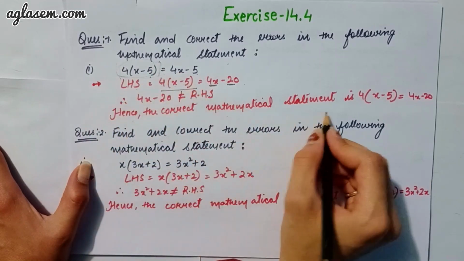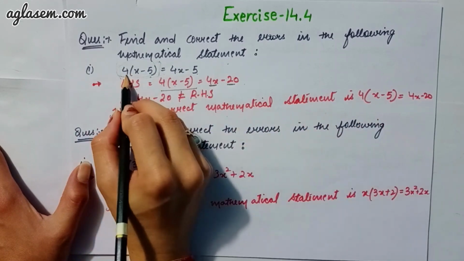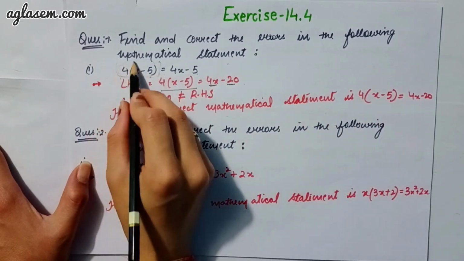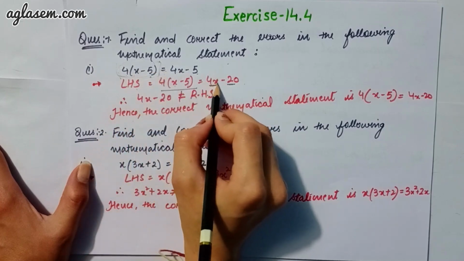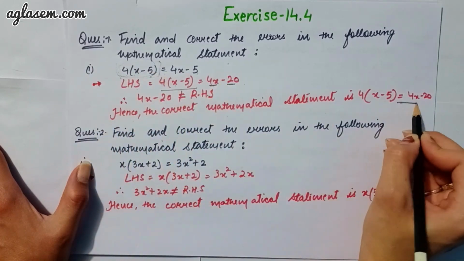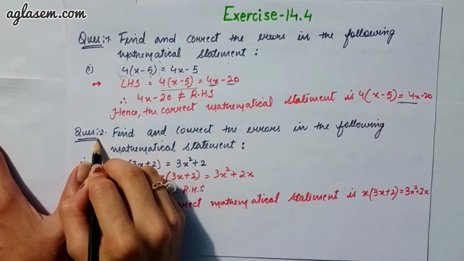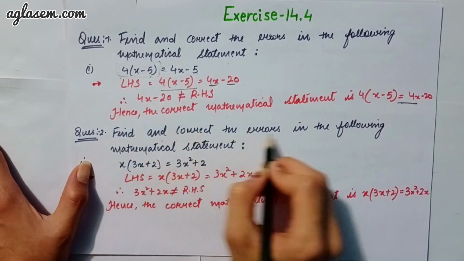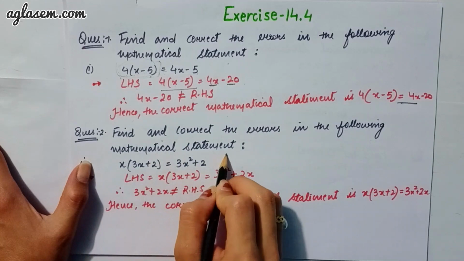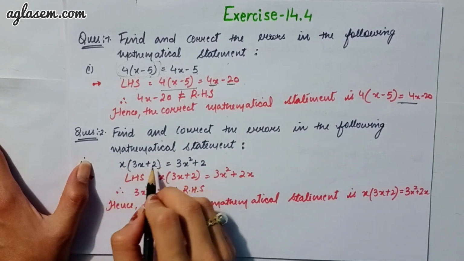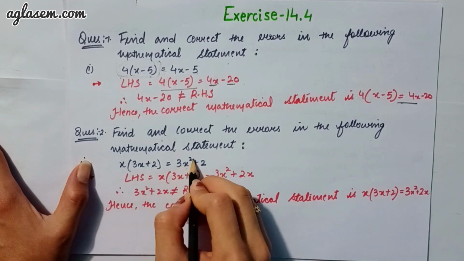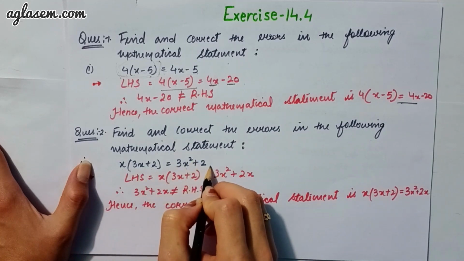Hence the correct mathematical statement is 4 bracket x minus 5 is equal to 4x minus 20. Moving to a second question which says, find and correct the errors in the following mathematical statement. x bracket 3x plus 2. Is this equal to 3x square plus 2? We have to find yes or no.